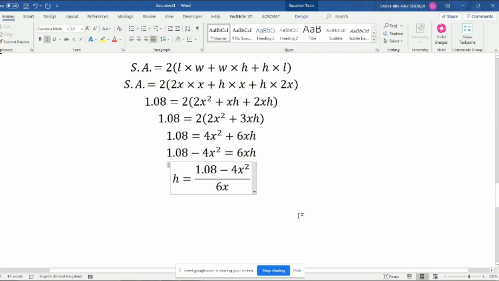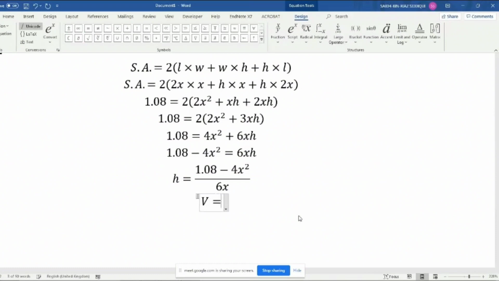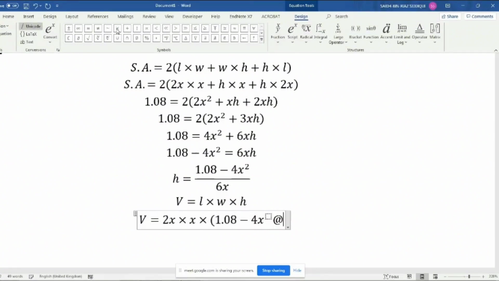Okay, now what about volume? The question says express volume in terms of x. What will be the volume of such a figure? Length into width into height. Yes, length into width into height. Okay, now let's just plug in all the values. What is the length? 2x. What is the width? X. Doesn't matter if you change the order as long as they are multiplying. And what is the height in terms of x? It says 1.08 minus 4x square, divided by 6x.